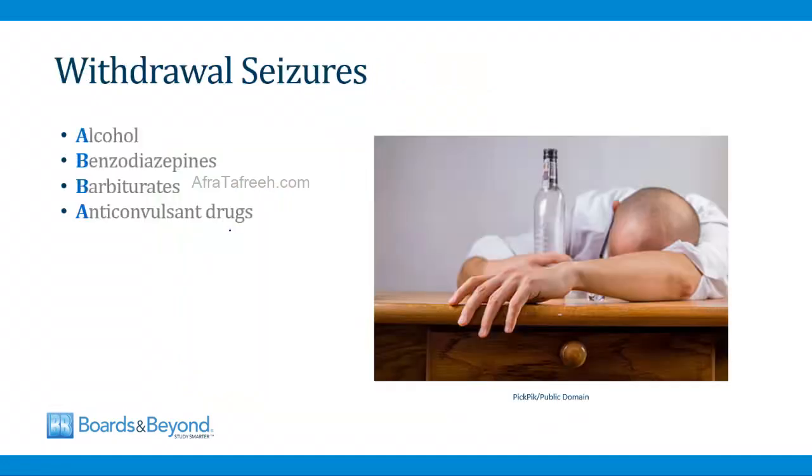The 4 substances that most commonly cause withdrawal seizures are shown on this slide. These include alcohol, benzodiazepines, barbiturates, and then if you're taking an anticonvulsive drug chronically and you stop it, you can have a withdrawal seizure. And many people remember this by the mnemonic ABBA.